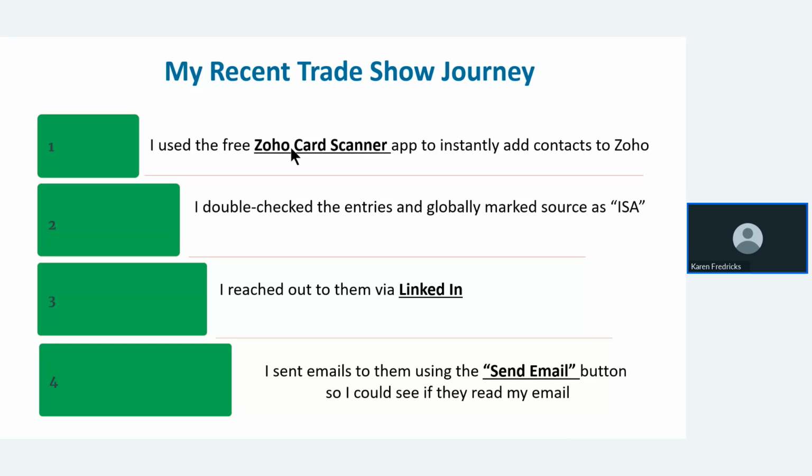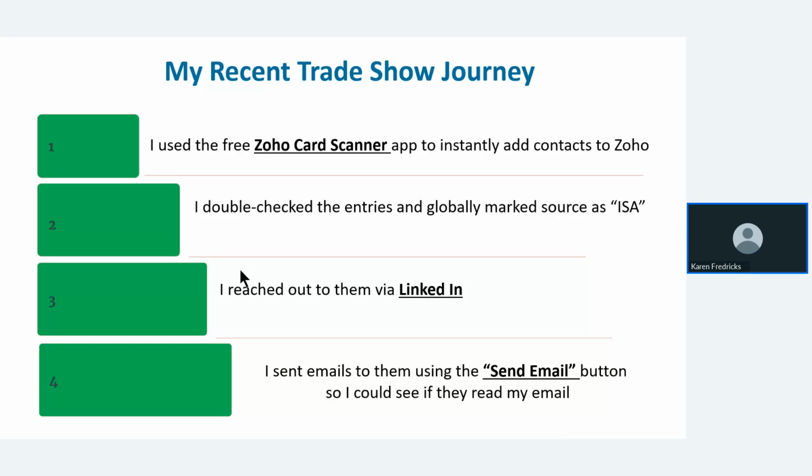First off, if you don't know about it, there's something called the Zoho card scanner. It's free. It's on the Apple Store and the Google Marketplace Store. So I had my little card scanner. People would come by and I would just take a picture of their business card, and it was instantly added to my Zoho CRM. At the end of the week after the trade show, I went in and double checked all the entries to see if some of the characters didn't come out right or something looked weird. I also looked them all up and globally marked them with the name of the trade show, so I knew what the source was of all these contacts.